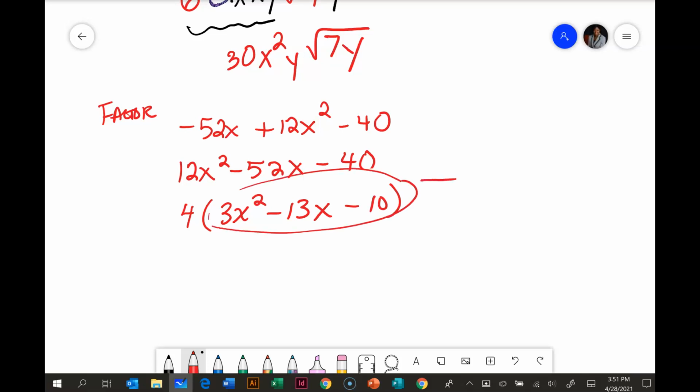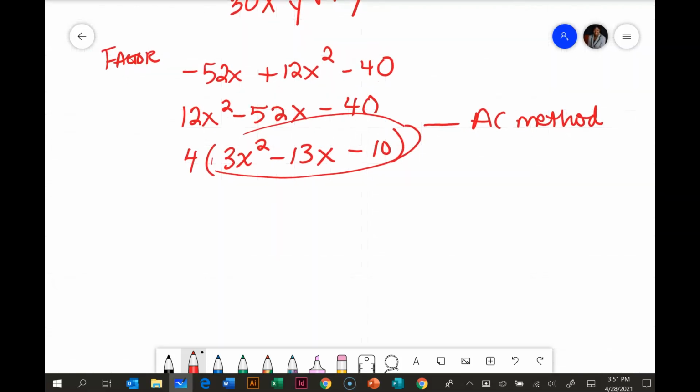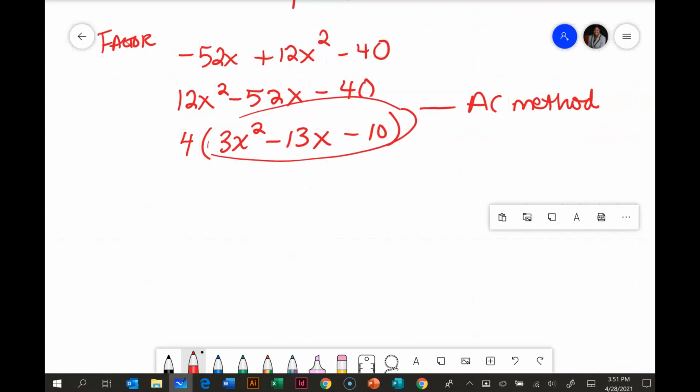This is where you're going to use the AC method. Again, if you need practice on the AC method, refer back to those videos. But I normally can use trial and error. I know that's a 3x squared, so the only possibilities are 3x and x. Then I figure out what factors of 10 will work, so that when we put this all together, we get negative 13x in the end.